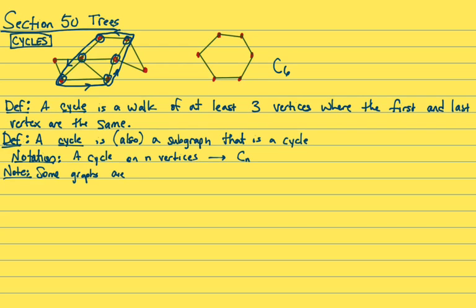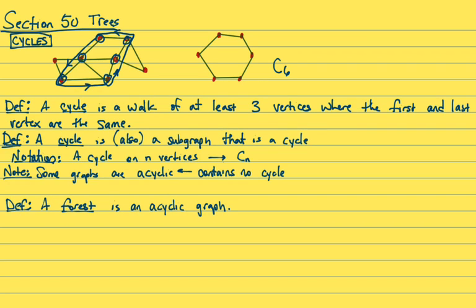Note that some graphs are acyclic. When I say acyclic, I mean they do not contain a cycle, contains no cycle. Now both of the graphs at the top of the page here are cyclic. So what do we mean when we say a graph is acyclic? We mean that there's no way to follow a cycle anywhere in the graph. And we give the name a forest as the name of an acyclic graph. Now why do we call it a forest?